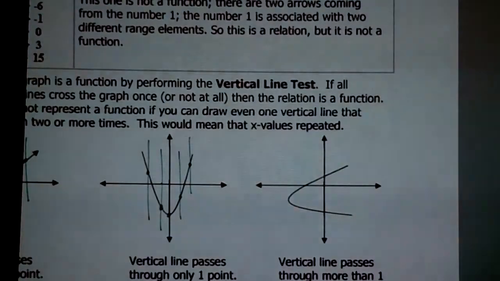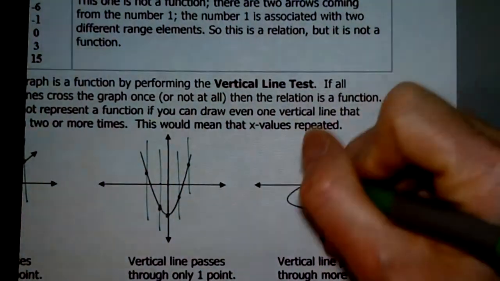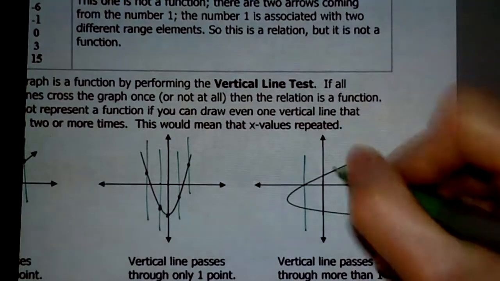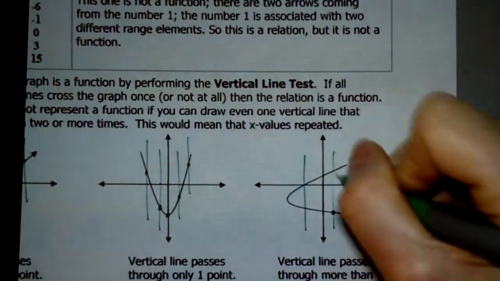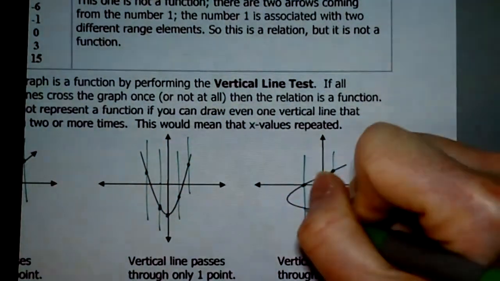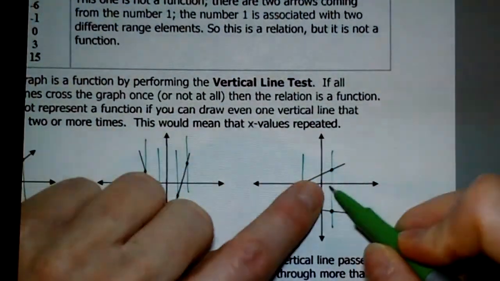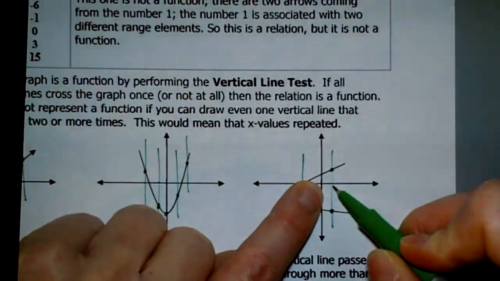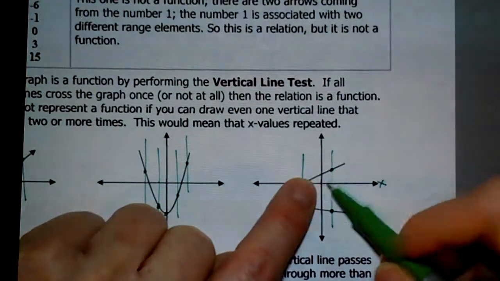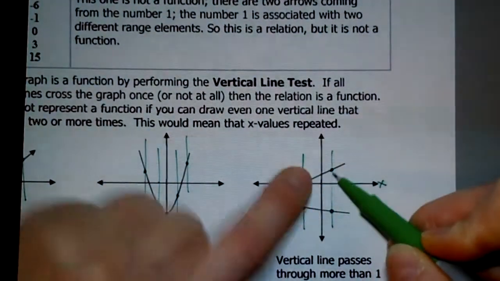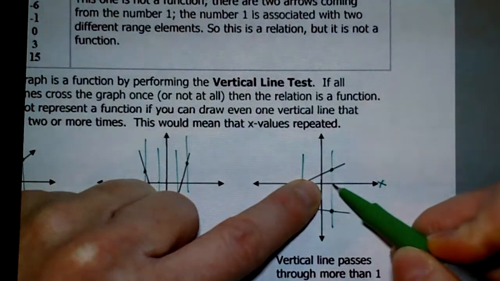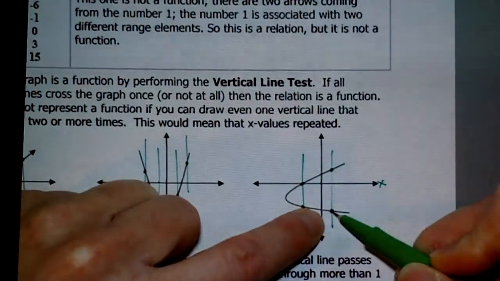When you look at this last one here, when I draw my vertical line, no matter where I draw it, it hits this graph in two places. Think about what these ordered pairs would be. Let's say that this was over 1. Okay, this is my x-axis. When I go over 1, I could get a result of 2. And for that same x value, I could get a result of, let's say, 4.